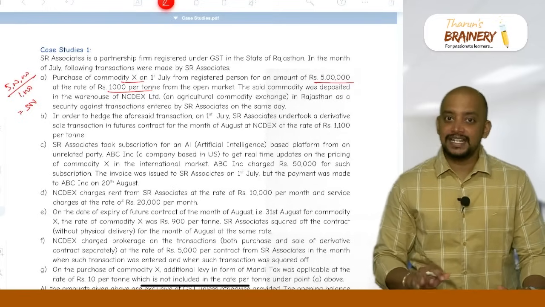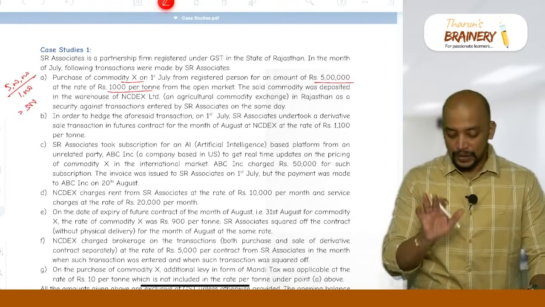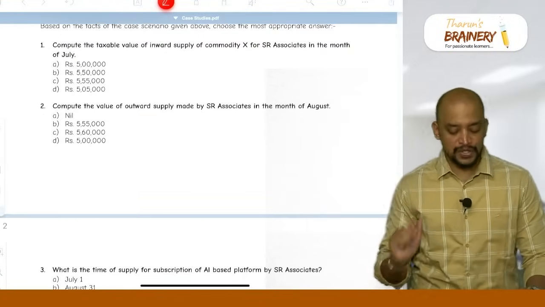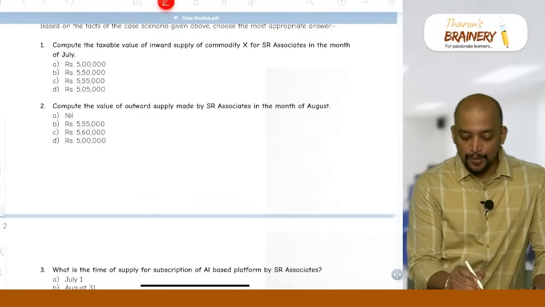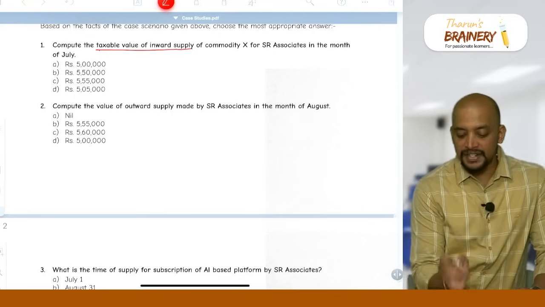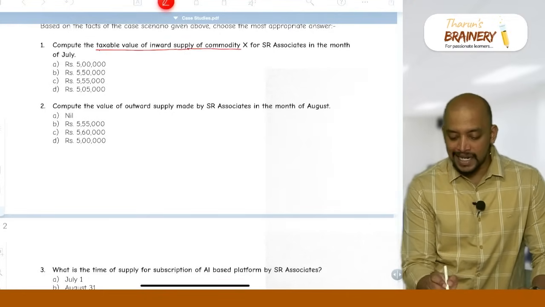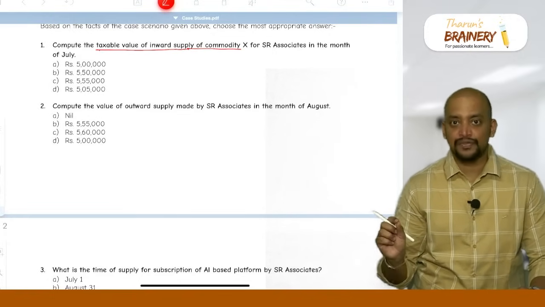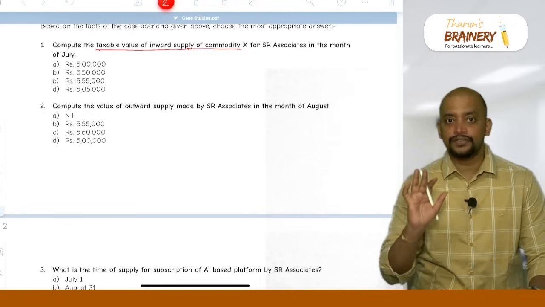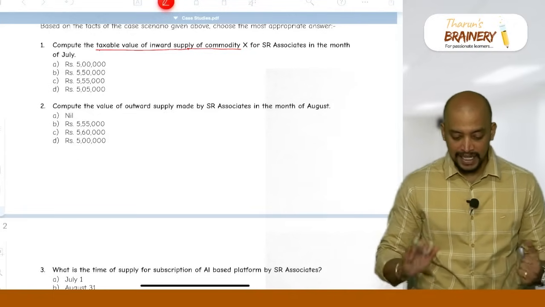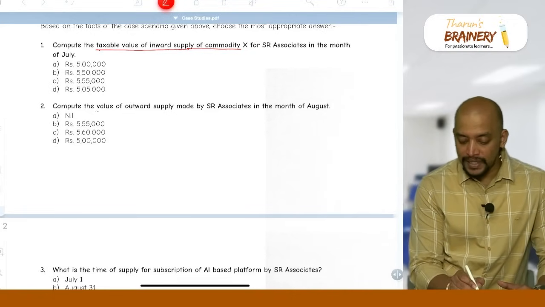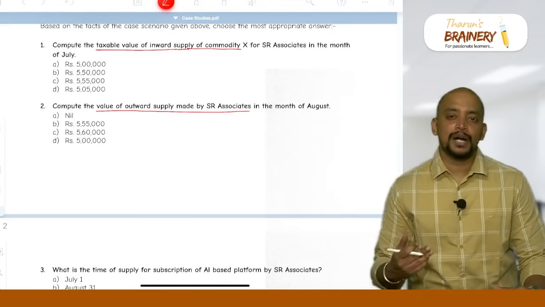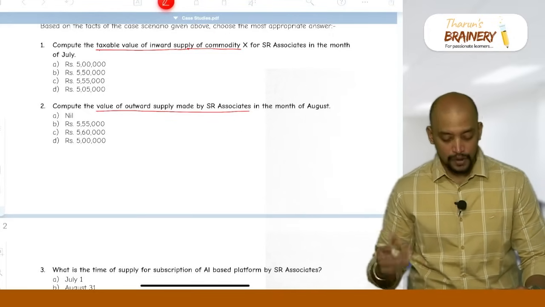So that's why there is a clue for this. What is that? Don't read this paragraph first. Go to the MCQs. In the MCQs, compute the taxable value of inward supply of commodity X for SR Associates in the month of July. So they are making some purchase of commodity X. What is the taxable value of inward supply? That is question number 1. Next, compute the value of outward supply made by SR Associates in the month of August. So mainly we need to talk about the value of inward supply and value of outward supply.